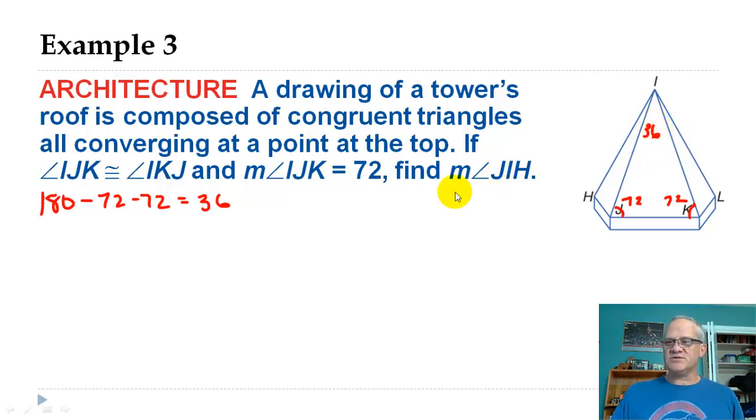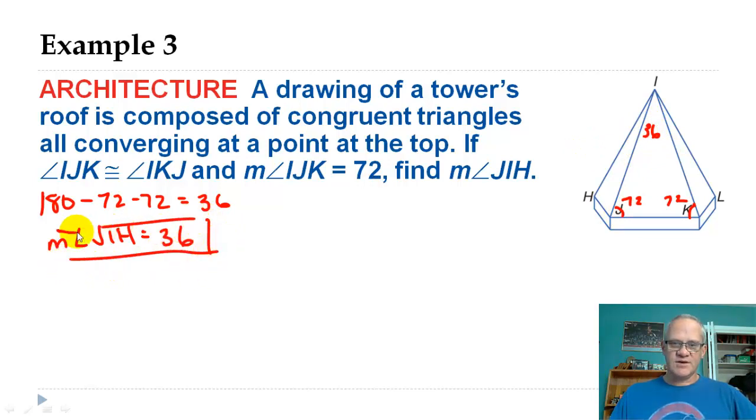But that's not what we were asked for. We were asked for the measure of angle JIH. But we knew that since this triangle up front is congruent to this triangle on the side, the angles that match up with each other have to be congruent as well. So since JIK is 36, this angle over here, JIH, also has to be 36. Okay? That's it.